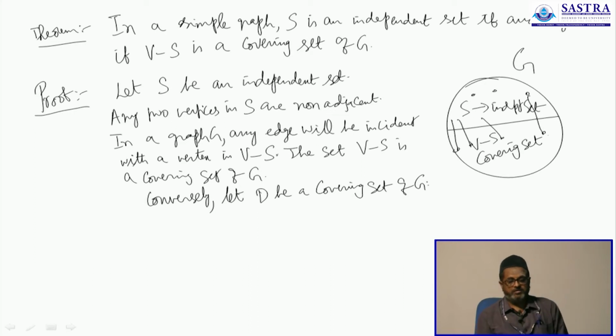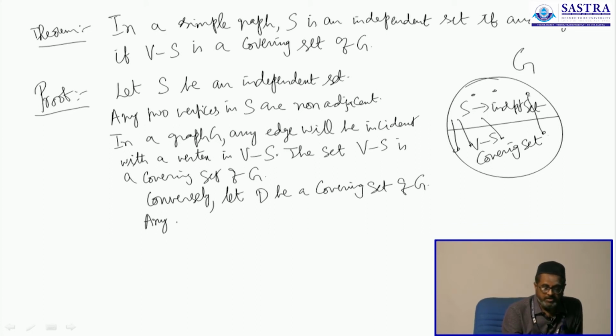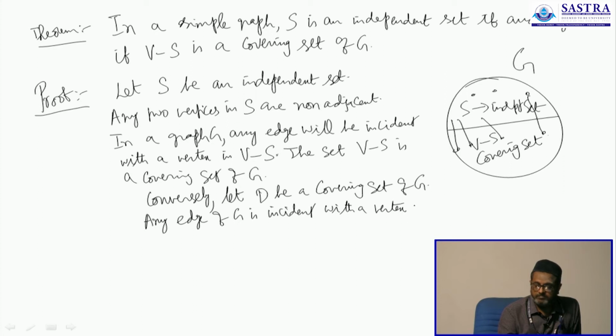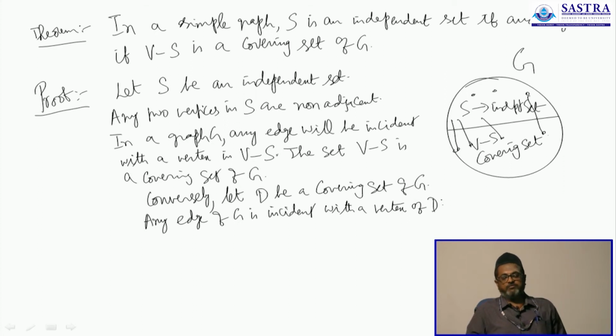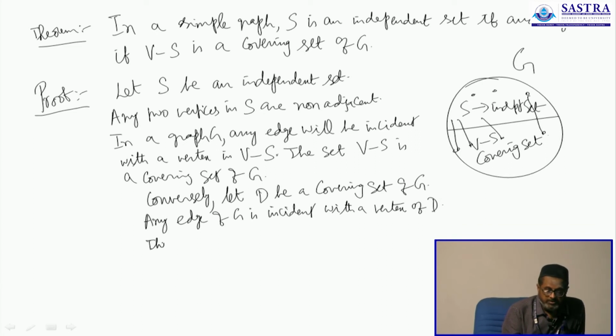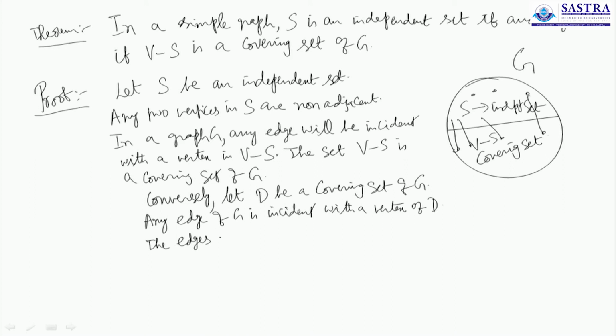Now, for the converse, let D be a covering set of G. If D is a covering set of G, what does it do? Any edge of G is incident with a vertex of D. Now what I have to do is show that V minus D is an independent set.